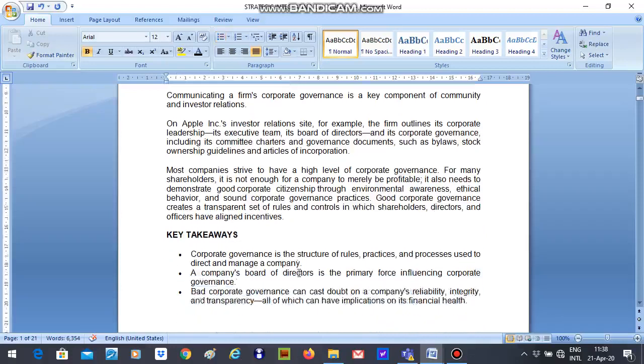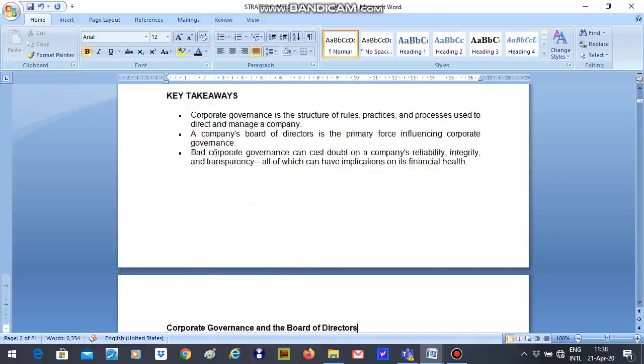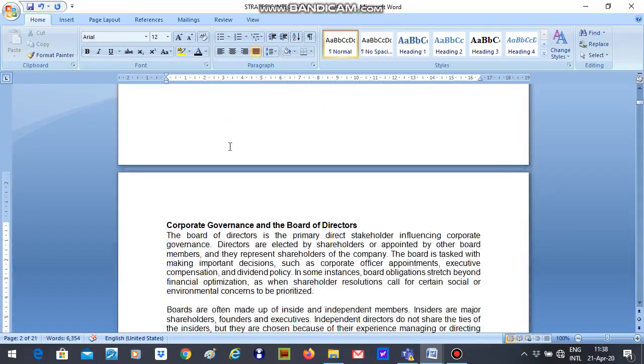We can now go down and look at the takeaways. We have it here in bullet points. Corporate governance is the structure of rules, practices, and processes used to direct and manage a company. A company's board of directors is the primary force influencing corporate governance. So those are the takeaways you can have there.